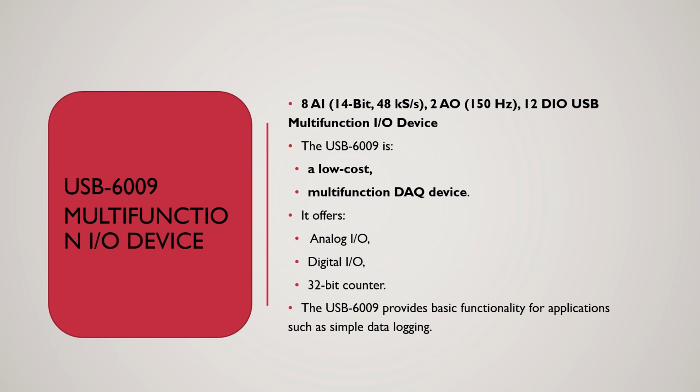What does multifunction mean? It means that we have 4 types of input and output. We can measure or send a command from this type of data acquisition. As you can see, we have 8 analog input and 2 analog output and 12 digital input output. And there is another specification: we have a counter with 32-bit resolution.